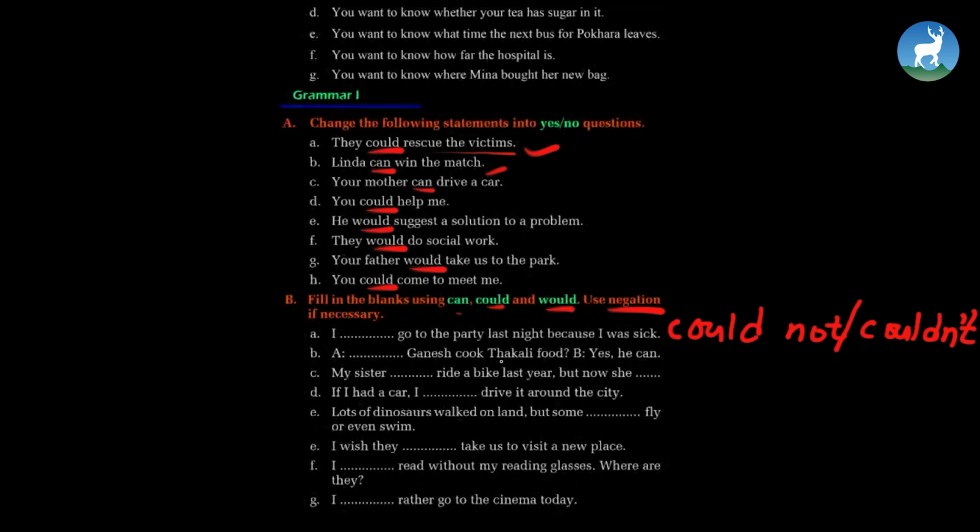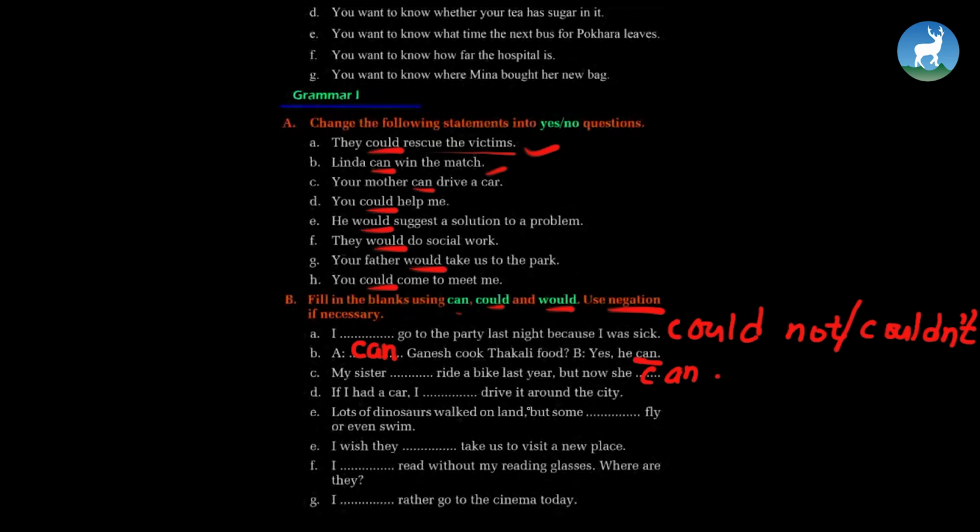Then the next question number B. Dash Ganesh cook thakali food? And the answer is given here, yes, he can. So this is a yes, no question. So obviously, as we have learned in the previous exercise, this would be filled with an auxiliary verb. The auxiliary verb in the answer is can. So we are going to use: Can Ganesh cook thakali food? The third one, my sister dash ride a bike last year but now she dash. So see, we can understand the situation here. My sister could not ride a bike last year but now she can. So I expect you to do the remaining exercises by yourselves.